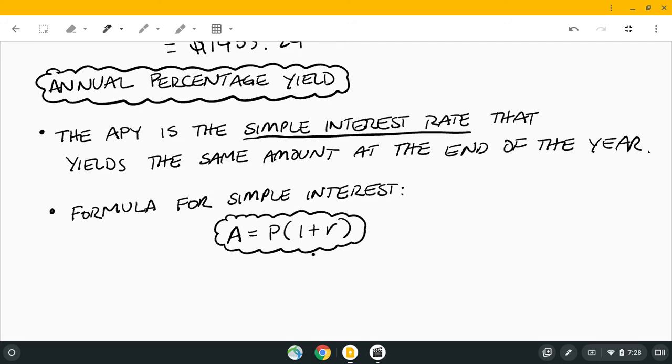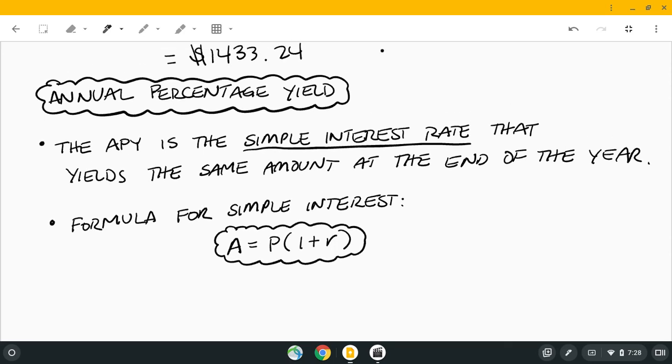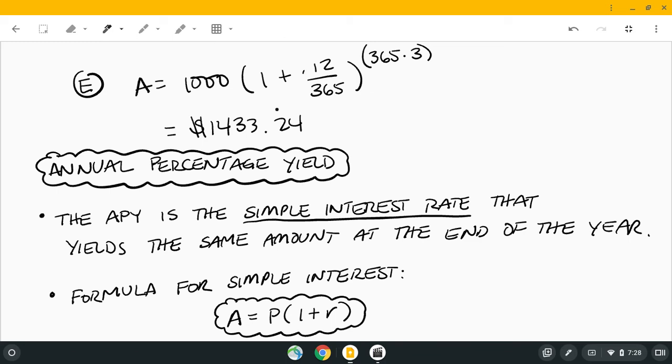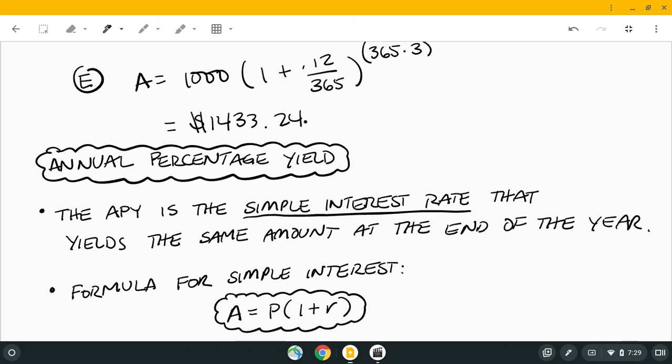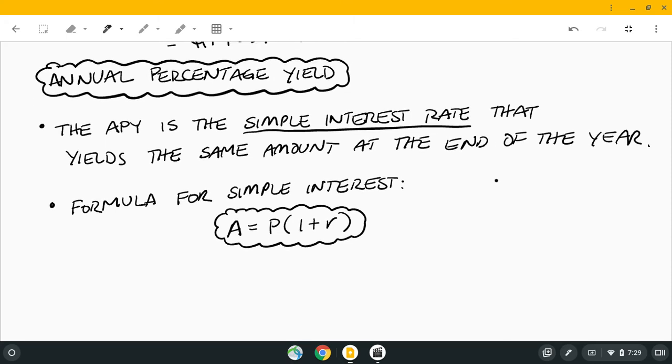What you're doing is trying to figure out the annual percentage yield. So you're trying to find the rate here that will yield the same amount as those up there. If this one is compounded daily and it makes $1,433.24, what interest rate do I need to have here so that in simple interest terms, it'll make $1,433.24 as well?